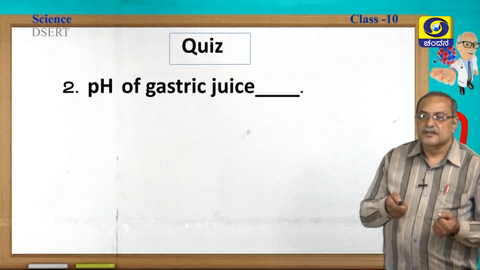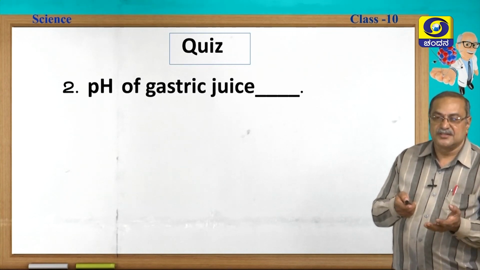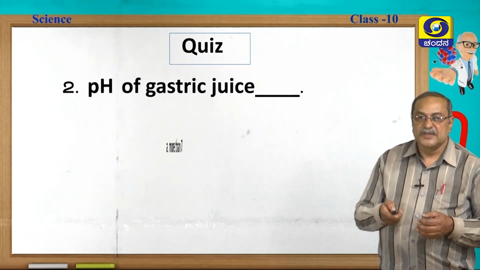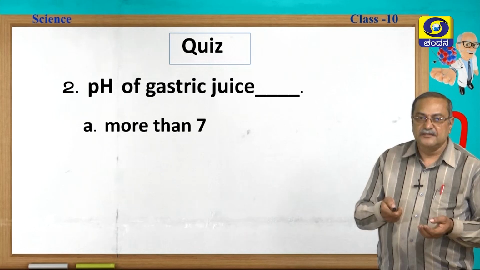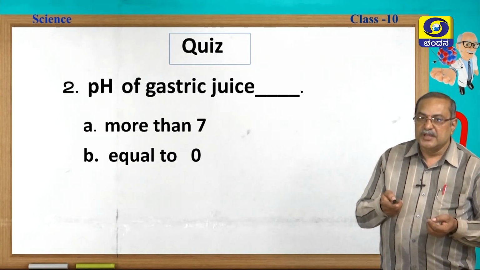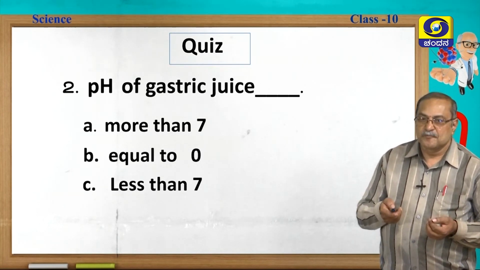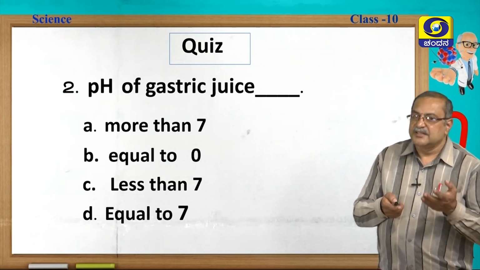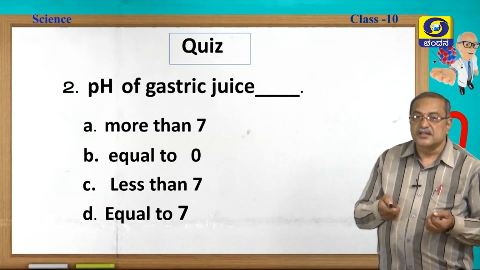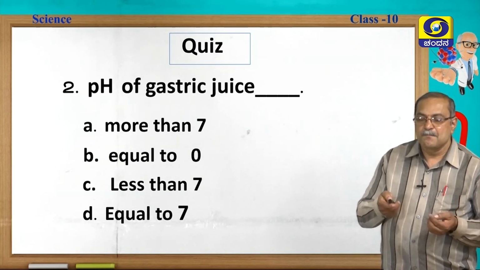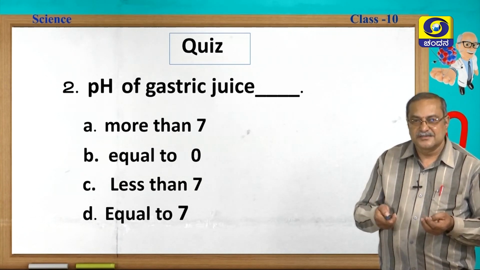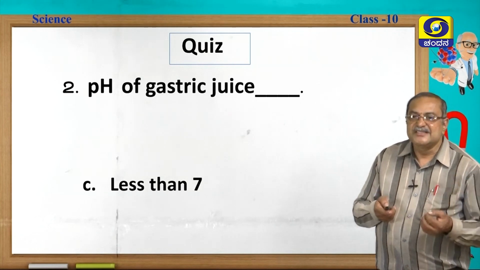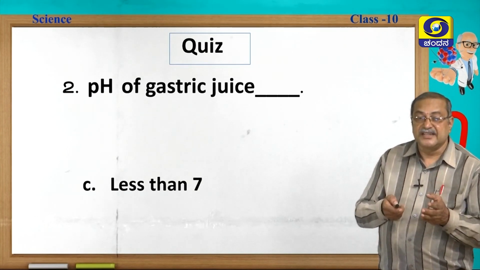Next question: the pH of gastric juice. We already said our stomach has hydrochloric acid. The options: more than 7, equal to 0, less than 7, equal to 7. It is not 7, because 7 means neutral. So, what is the answer? Think it out. It is less than 7, that means acidic in nature.